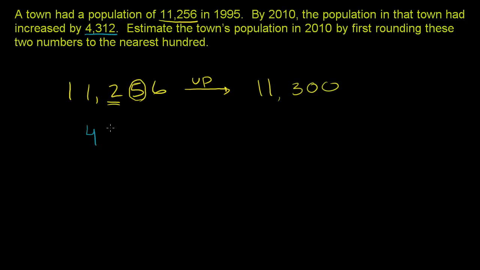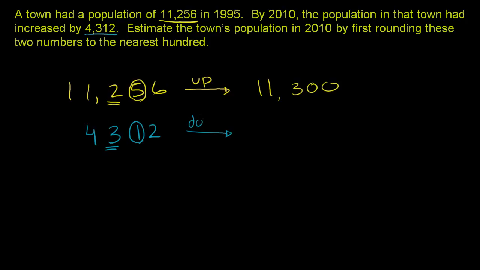Now, we added 4,312 people. So 4,312. Now, once again, we look at the hundreds place. We go one spot below that. The question we're trying to answer, do we go down to 4,300 or do we go up to 4,400? Which one is closer? Well, we see we only have a 1 here. 1 is definitely less than 5.